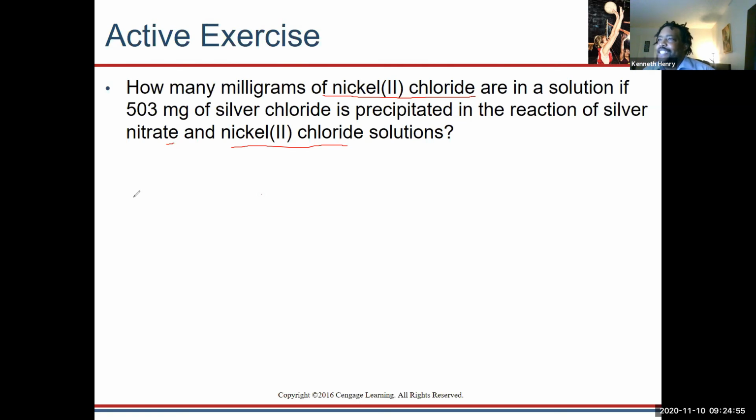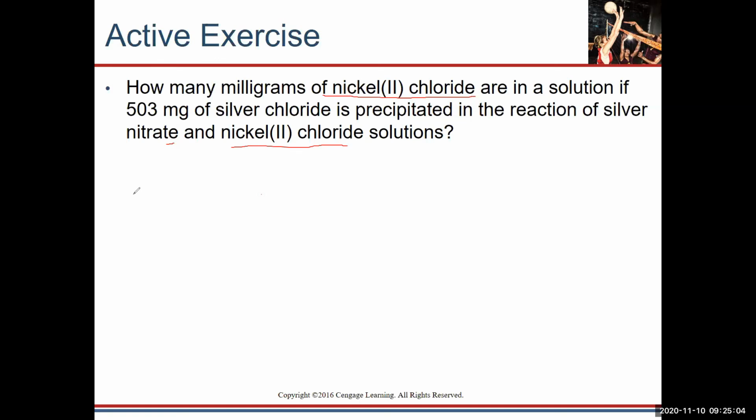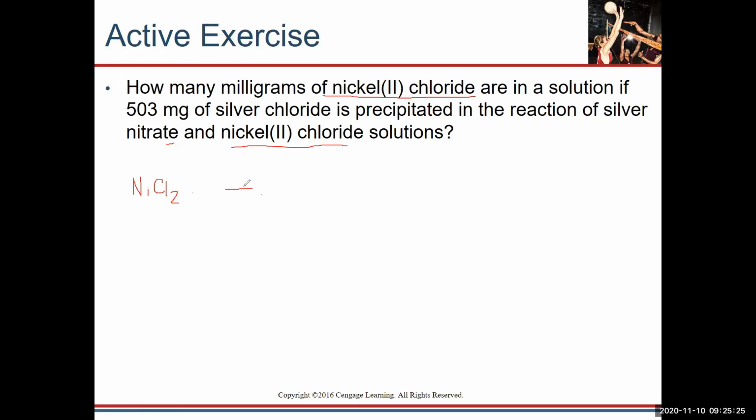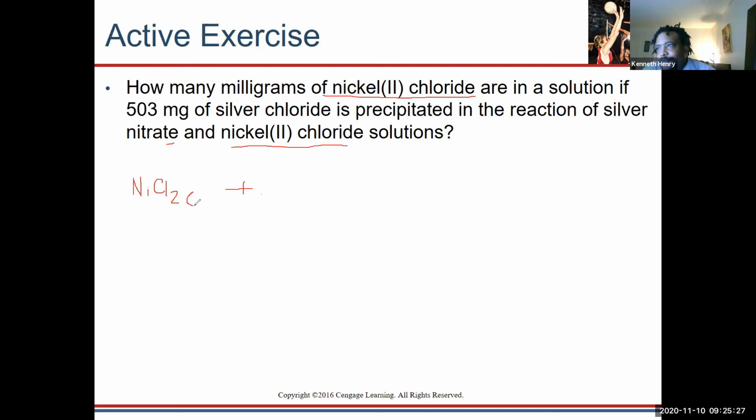Okay, so nickel(II) chloride. What does nickel(II) chloride look like? Is it just NiCl? NiCl2, there we go. Gas, liquid, aqueous, or solid? Is it aqueous because it's in a solution? That is correct.